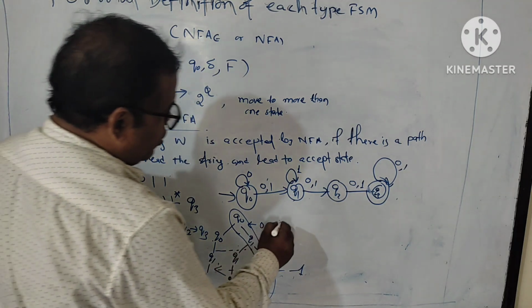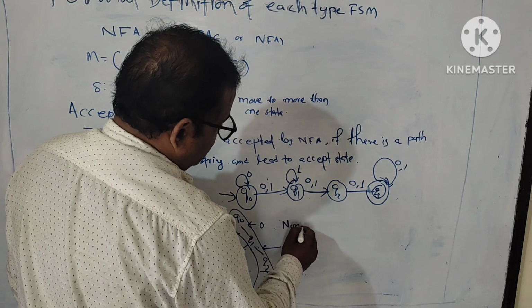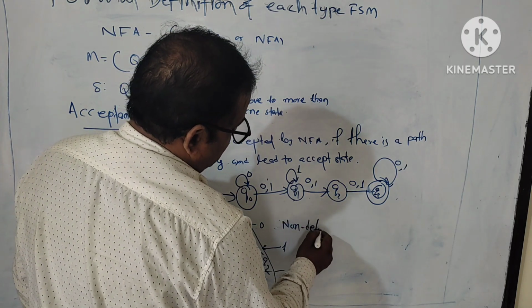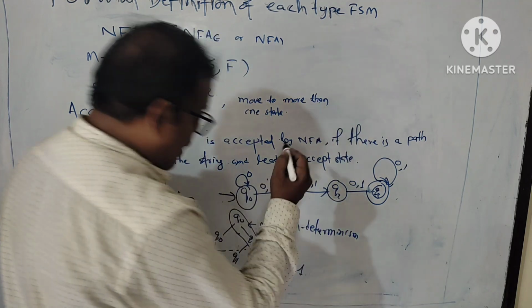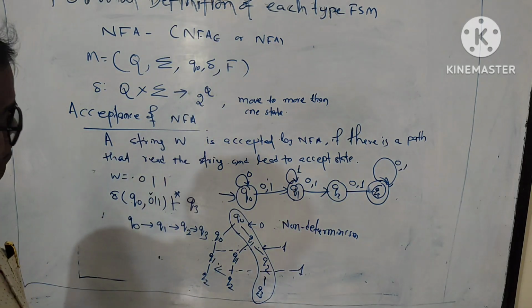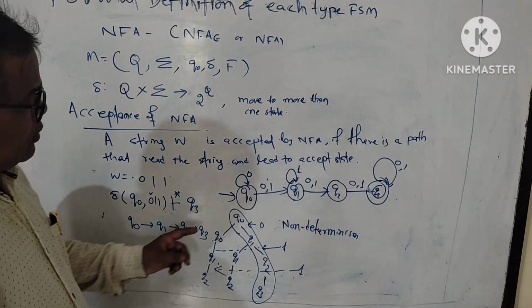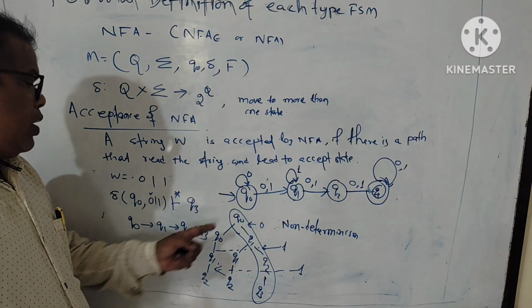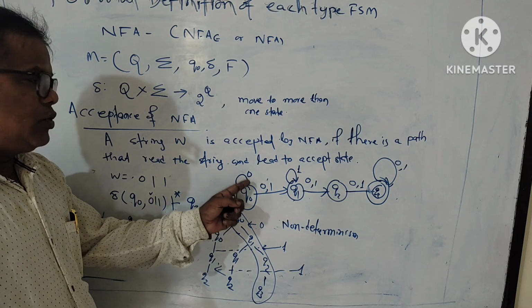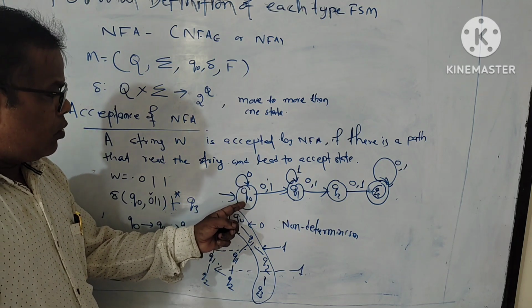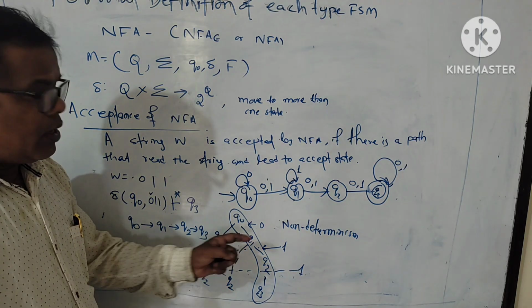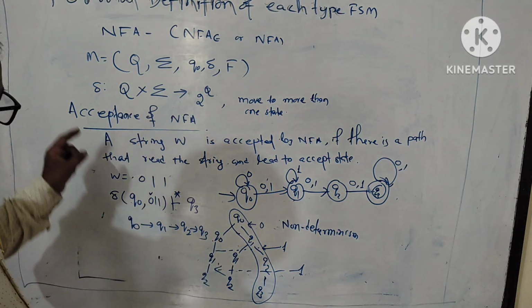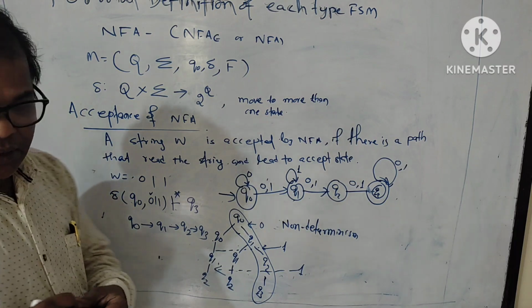Why is this concept called non-determinism? If you see the capability of the NFA, when you are consuming the 0, the control will be at Q0 and also will be at Q1. So these concepts lead you to the acceptance of the NFA.